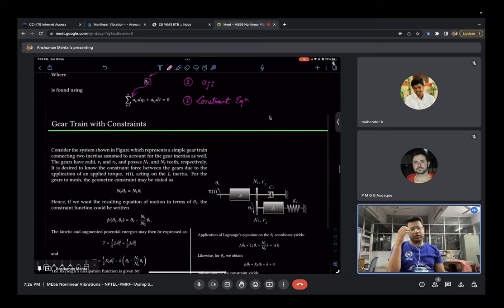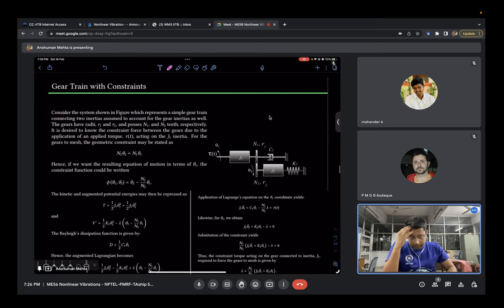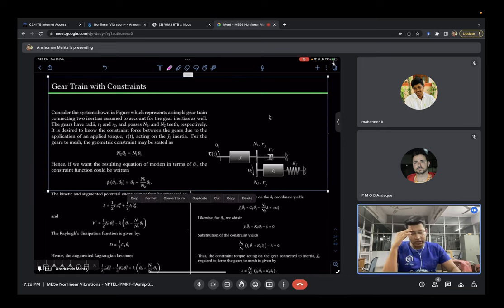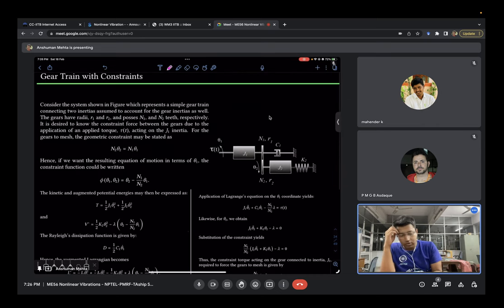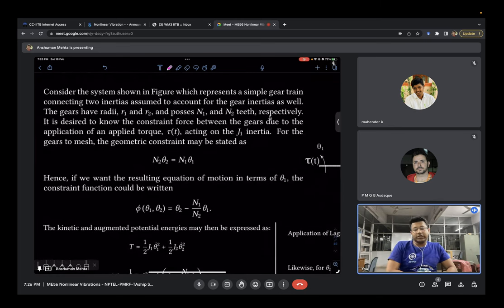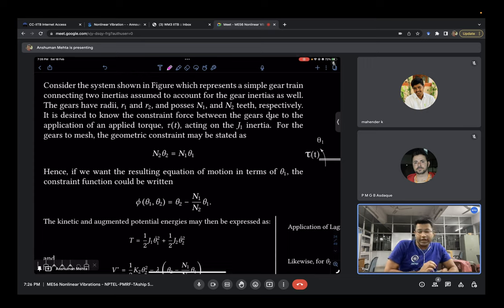So first example, we are going with the general concept. Now let's say the ringmaster has summoned a gear system such as this. Consider a system shown in this figure which represents a simple gear train connecting two inertias, assumed to account for the gear inertia as well. Now the gears have radii R1 and R2 and possess N1 and N2 teeth respectively. It is desired to know the constraint force between the gears due to application of the applied torque tau acting on the J1 inertia.